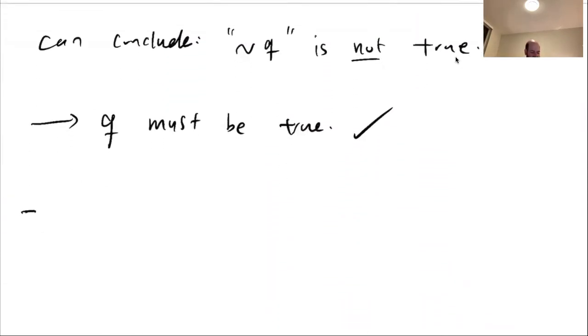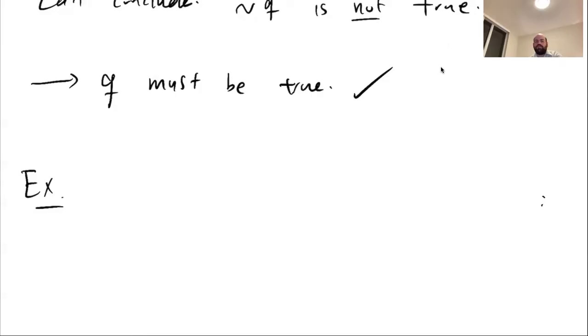So let's look at an example. Okay, so this example, we have already done it. The example was, prove that if n squared is even, then n is even.